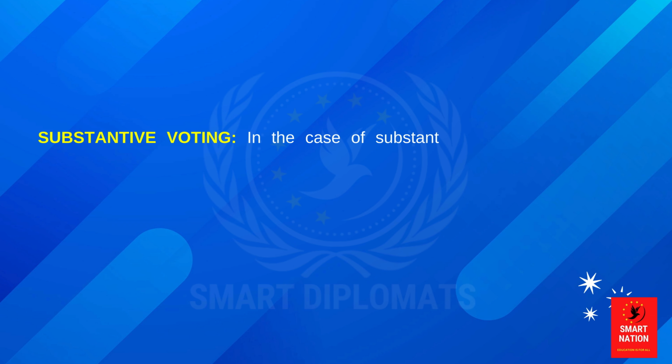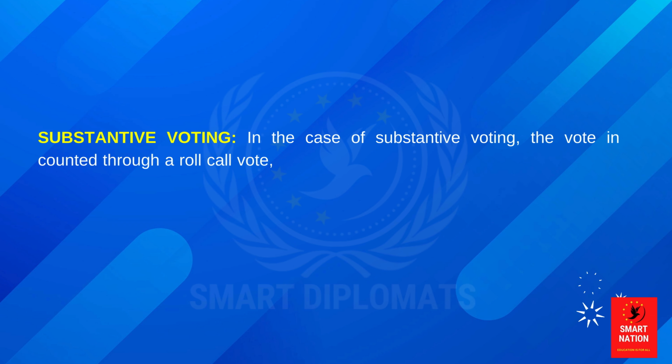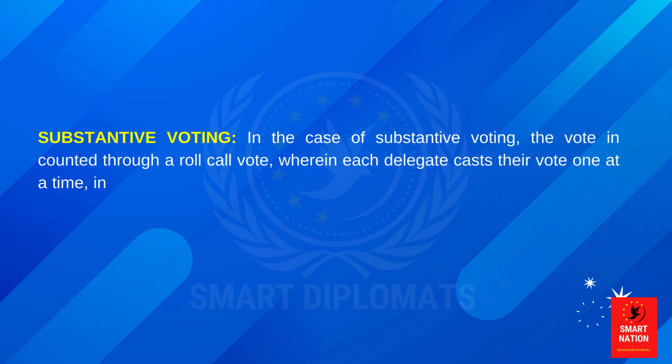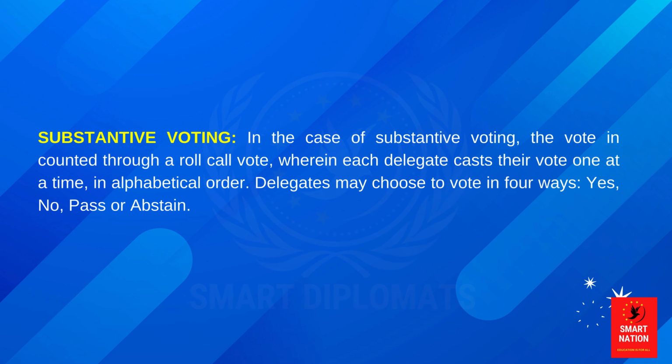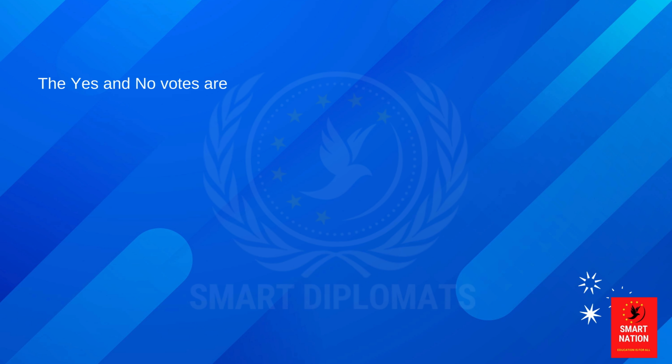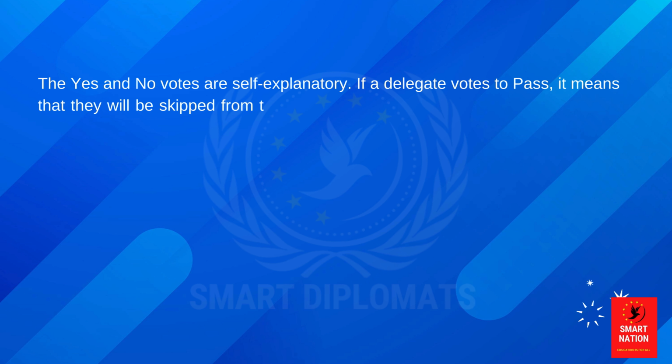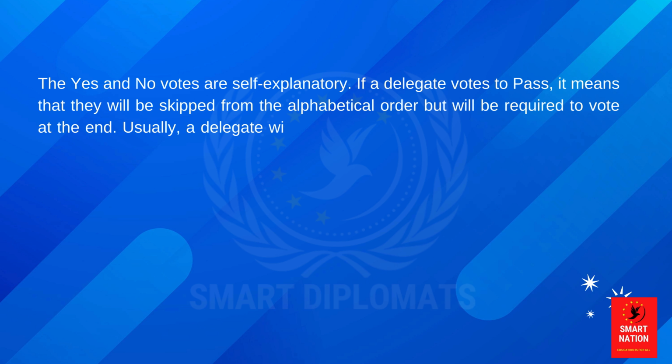Substantive voting. In the case of substantive voting, the vote is counted through a roll call vote, wherein each delegate casts their vote one at a time, in alphabetical order. Delegates may choose to vote in four ways: yes, no, pass, or abstain. The yes and no votes are self-explanatory. If a delegate votes to pass, it means that they will be skipped from the alphabetical order, but will be required to vote at the end.